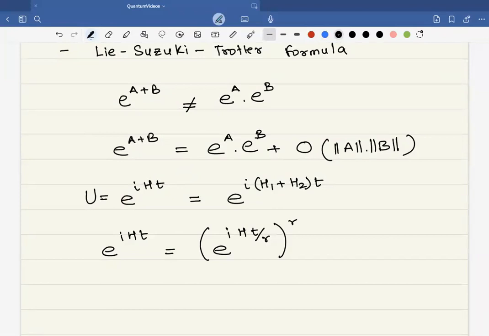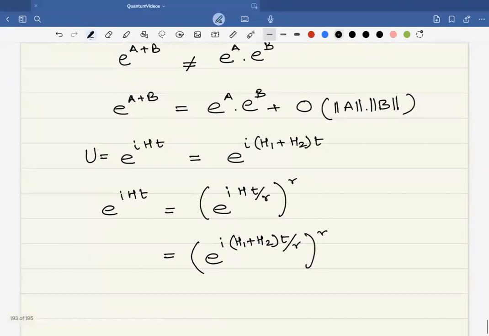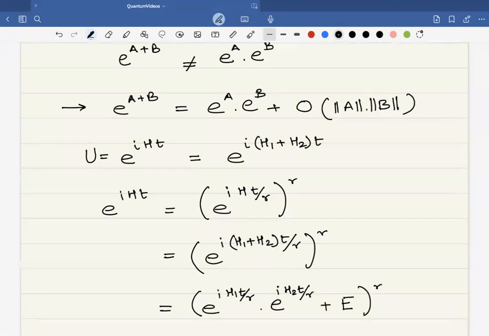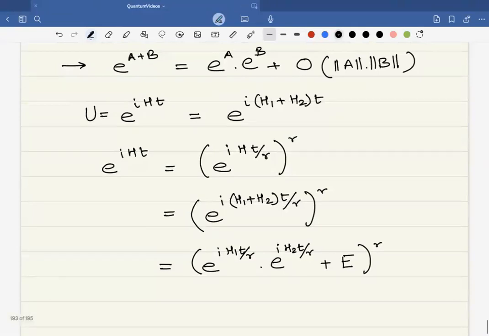And then since H is equal to H1 plus H2, this is e to the i (H1 plus H2) t over r, raised to r, which by the Trotter formula over here, the Lie-Trotter formula, is equal to e to the i H1 t over r times e to the i H2 t over r, plus some error term, raised to r.